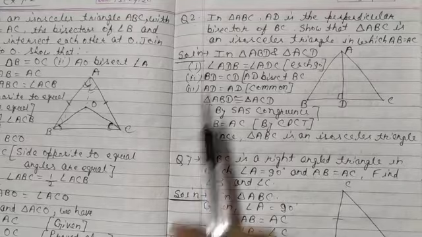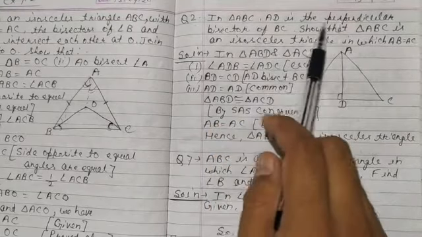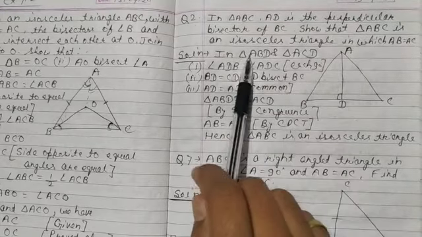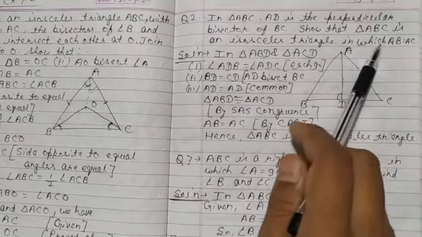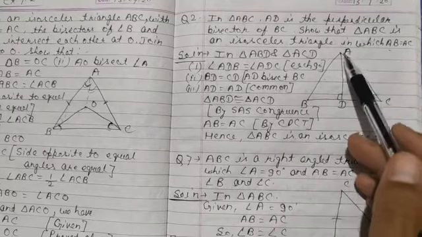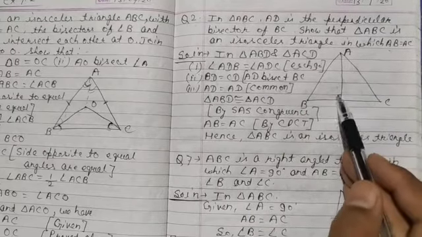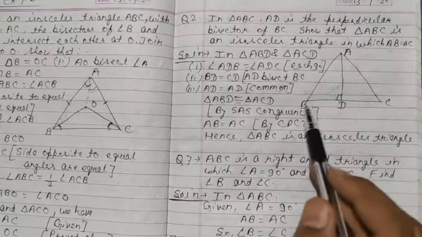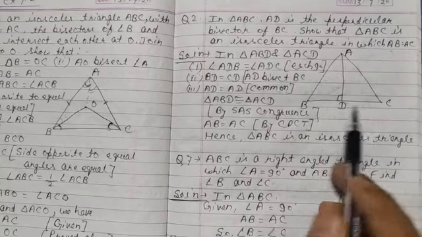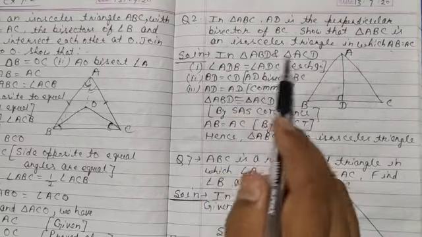Question number 2. In triangle ABC, AD is the perpendicular bisector of BC. Prove that triangle ABC is an isosceles triangle in which AB is equal to AC. ABC is a triangle and AD is the perpendicular bisector, so this is a 90 degree angle, and AD bisects BC, so BD is equal to DC. We want to prove these two triangles congruent.